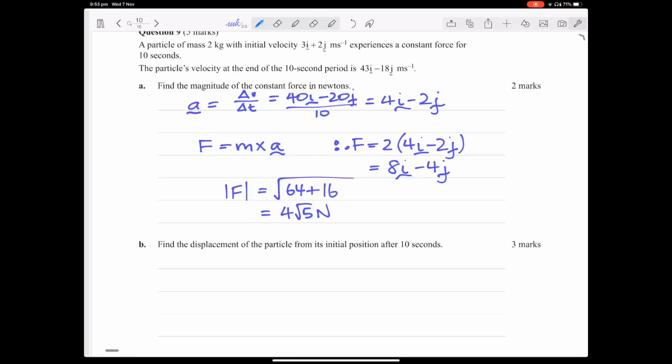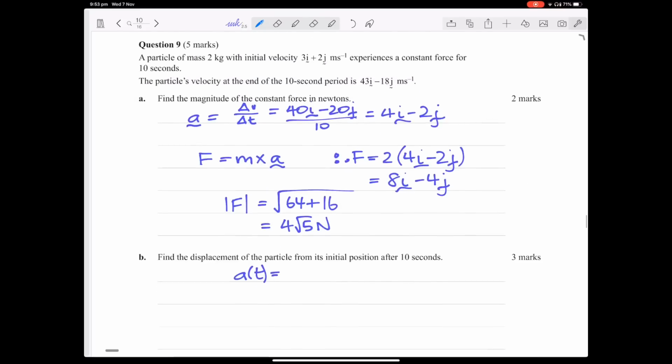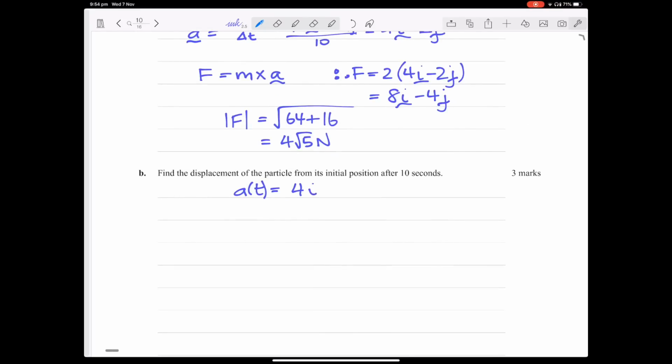Okay, find the displacement. I'm starting to get a sore neck. Find the displacement of the particle from its initial position after 10 seconds. So we know a of t was 4i minus 2j. So v of t is 4ti minus 2tj plus some constant.